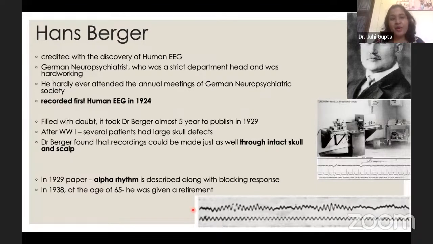But he was a person who hardly ever attended the scientific meetings of his community. And it took him almost 5 years to come up with his findings in 1929, wherein he published his findings and described the alpha rhythm along with the blocking response. And this was how his old machine and his laboratory used to look. This was not very well liked by his peers, and he was actually given a retirement soon after.